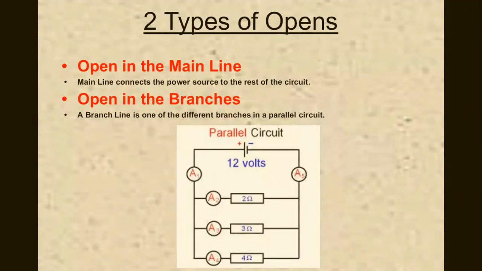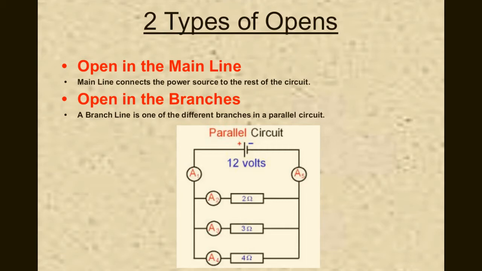So there's two types of opens. There's an open in the main line, and there's an open in the branches. The diagram that we see here has A1, A5, and so on. That's actually for the currents, but we're going to pretend that we have switches at those places. So let's talk about if there was a switch at A1 or at A5. That would be considered on the main line. If you have a switch at either one of those positions, and if it's open at either one of those, then the whole circuit is down because there's no way for the power to go through.